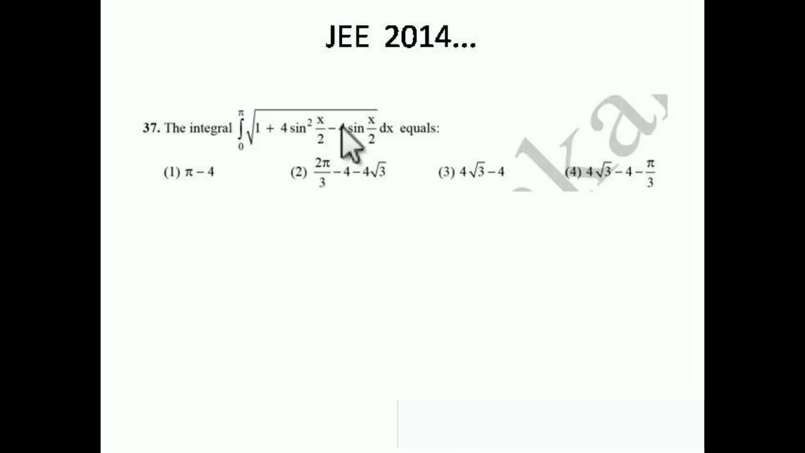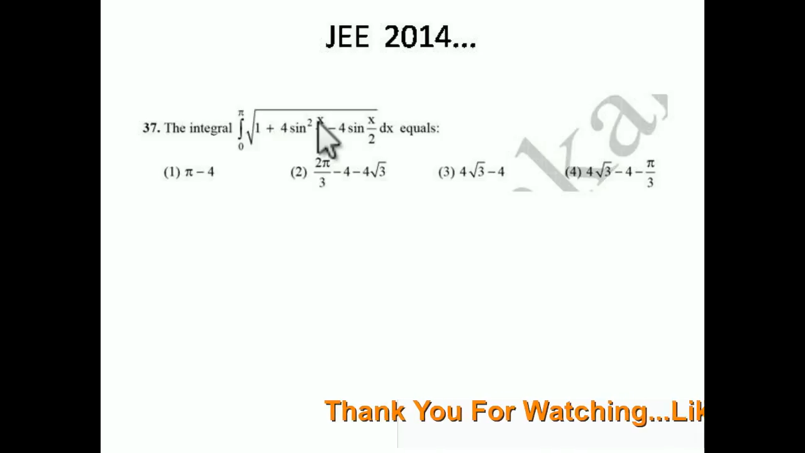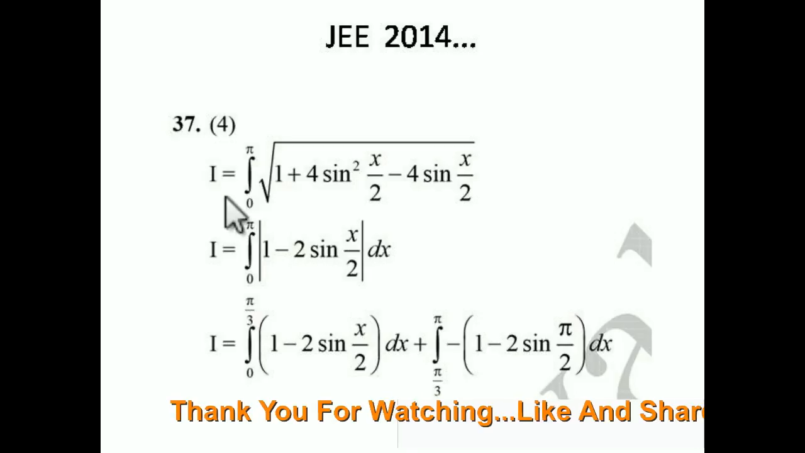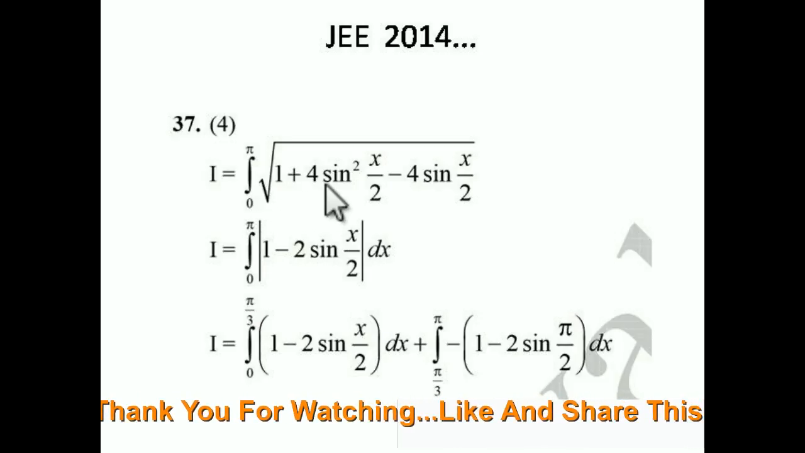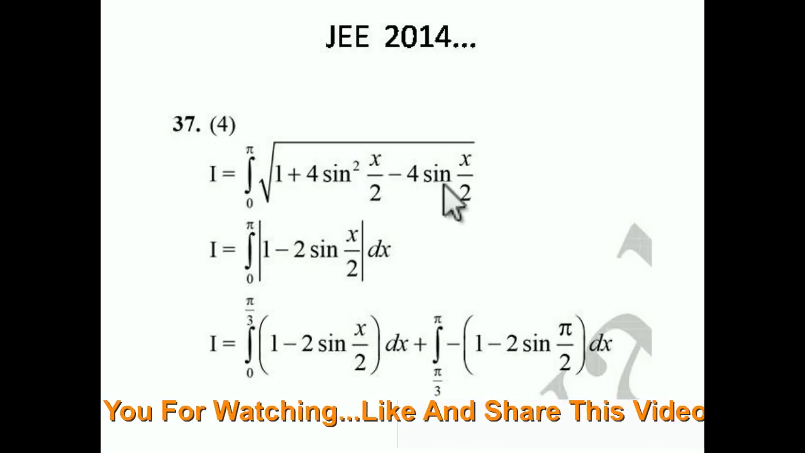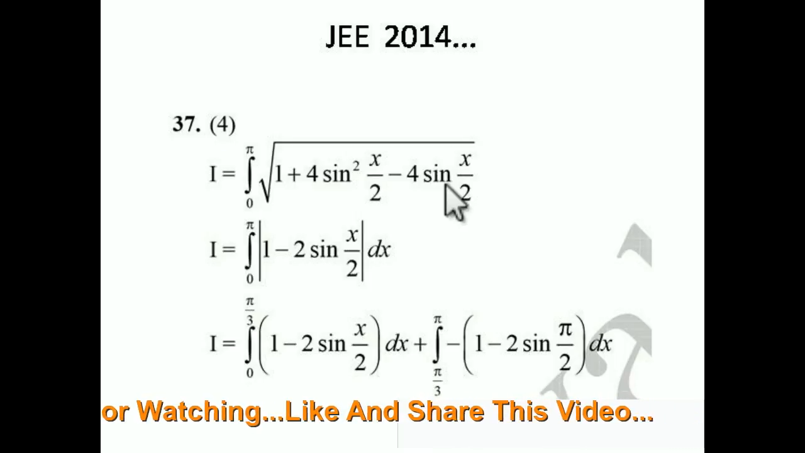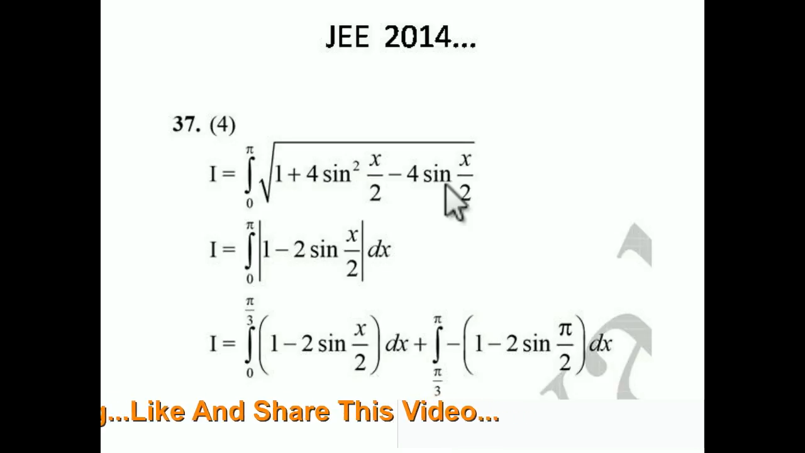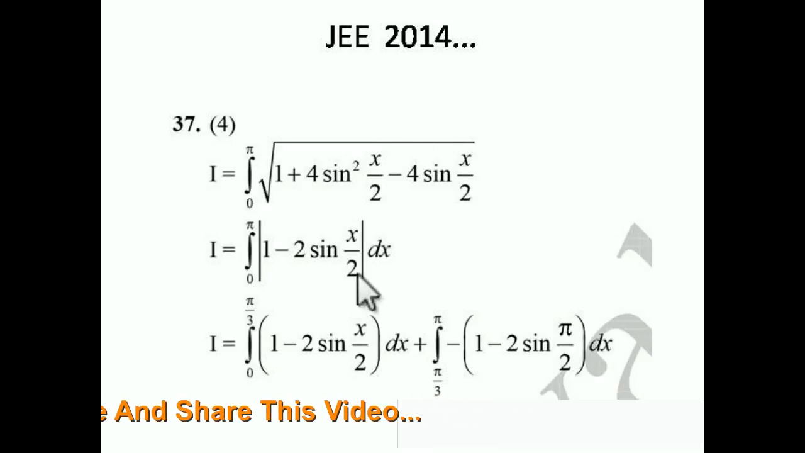1 minus 4 sin x by 2 plus 4 sin square x by 2. This is the whole square expression: 1 minus 2 sin x by 2 whole square. And please remember this thing: if we cancel out the square root and square, then the mode appears. So here the integral I is equal to 0 to pi of the square root of 1 plus 4 sin square x by 2 minus 4 sin x by 2. I can write it as 1 minus 2 sin x by 2 whole square. Square root and square get cancelled out, so here the mode appears.